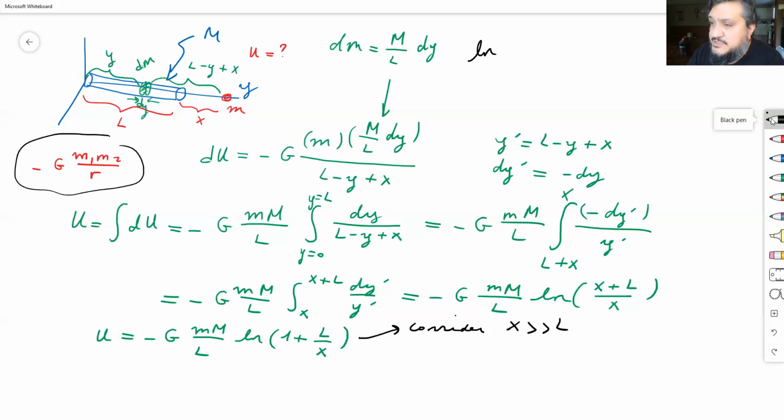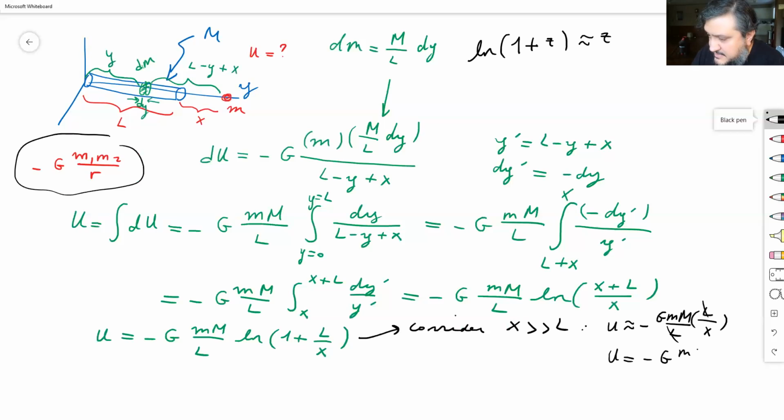This function, which is, let's say ln of 1 plus z, I'm not going to use x, let's call it z. If z is really small, this becomes z. In our case, U will be equal to negative G m M over L, and L over x, using this approximation. z is like L over x. L's cancel, and indeed U becomes negative G m M over x. You totally ignore the length of the object. It just becomes like a point particle.